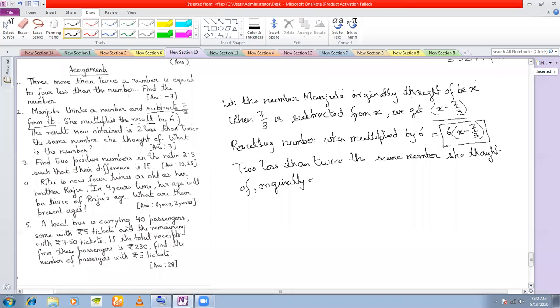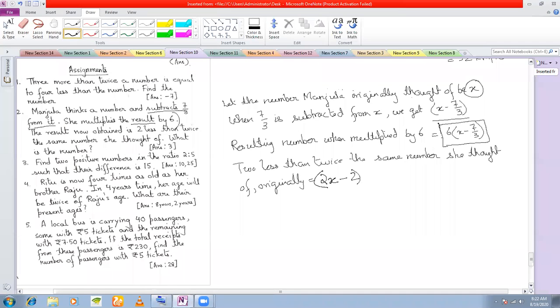Okay, the number she thought of originally was x. Two less than twice the same number she thought of. Twice the same number is 2x, and 2 less than this.